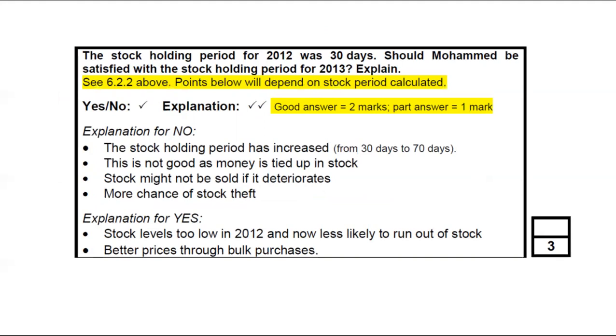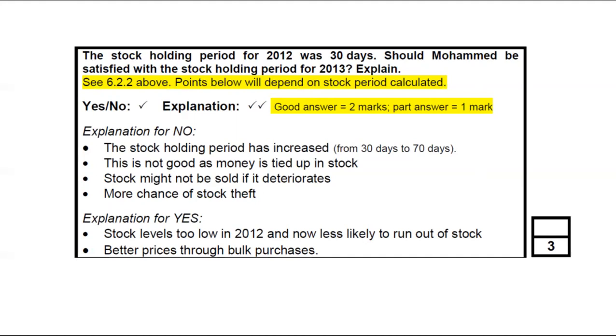Okay, the stock holding period for 2012 was 30 days. Should Mohammed be satisfied with the stock holding period for 2013? No. The reason is because stock holding period has increased from 30 days to 70 days, which is a little bit too much. That is 40 days more in this case. This is not good as money is tied up in stock. When money is tied up in stock, it means that it's not earning interest. You could have just taken that money and put it into a fixed deposit to earn interest, but it's tied up in stock that you cannot convert into cash.